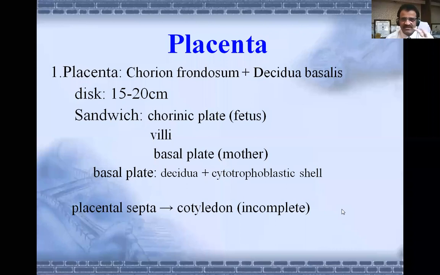because the placenta is not all communicated inside, but it has divisions inside. They are called septa, meaning too many of them. So septa will give that cake-like structure, the cotyledons. So you get different cotyledons, incomplete cotyledons, inside the placenta.